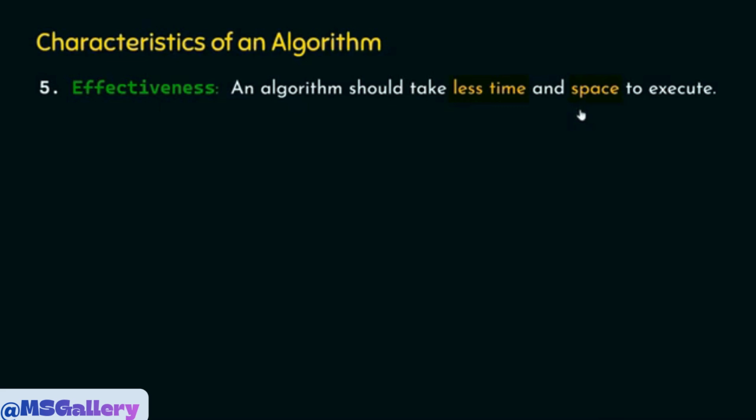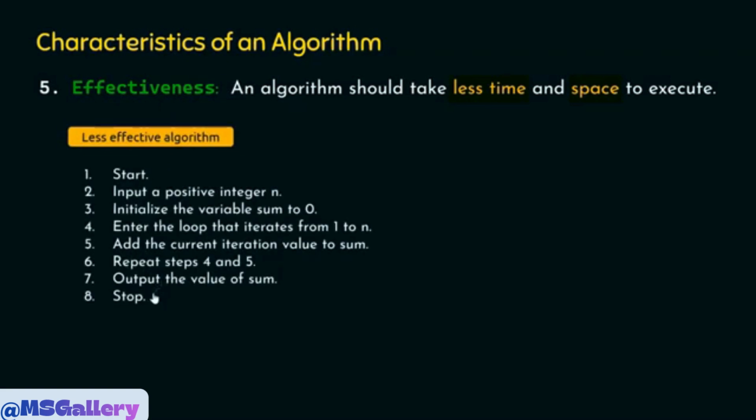Now let's discuss an example algorithm which is less effective, which means it takes more time. Here is the example algorithm. Through this algorithm, we want to calculate the sum of the first n natural numbers. For this purpose, we first ask for a positive integer n. We want to calculate the sum of the first n natural numbers. That is why we are asking for a positive integer n. Then we are initializing the variable sum to 0.